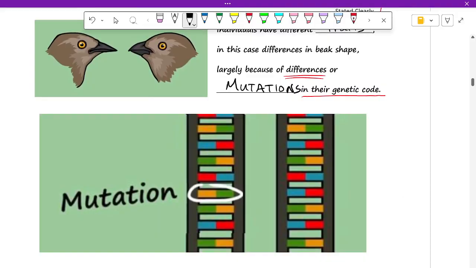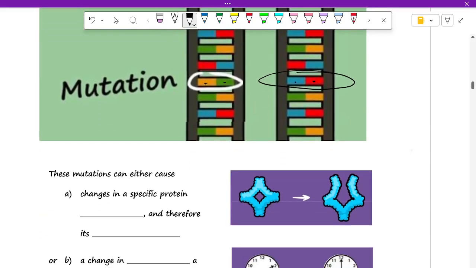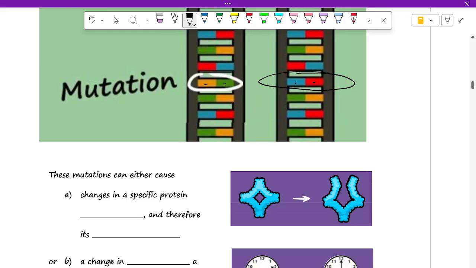Oh, and look, I fixed it, because you can see over here, do you see how this one's yellow and green and this one's blue and red? Those are different from each other. Mutations can either cause changes in a specific protein. What has changed here? Shape. If we change its shape, what have we changed, Samuel? If we change its shape, what have we changed? Function. Thank you, Jaden.